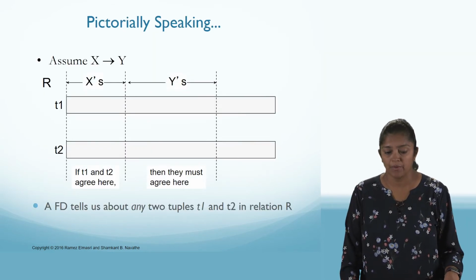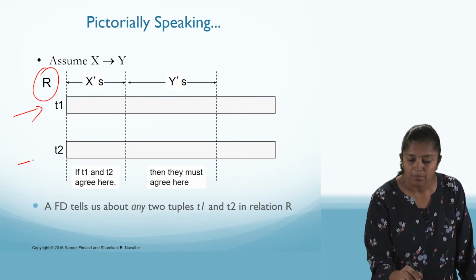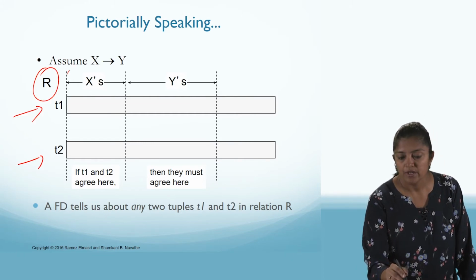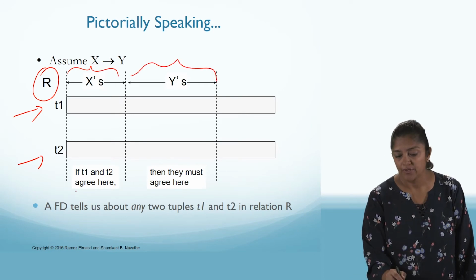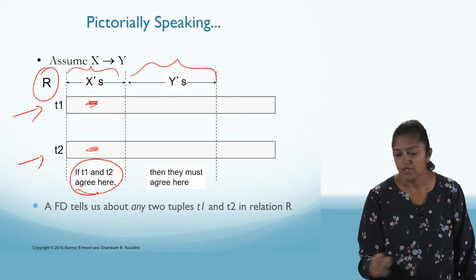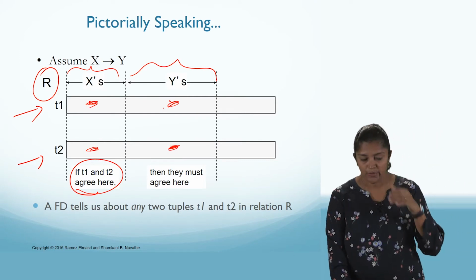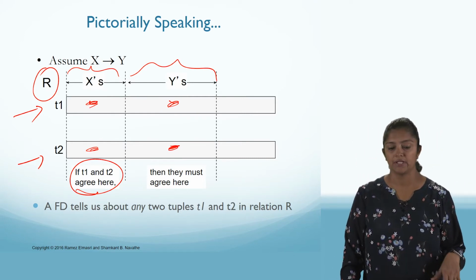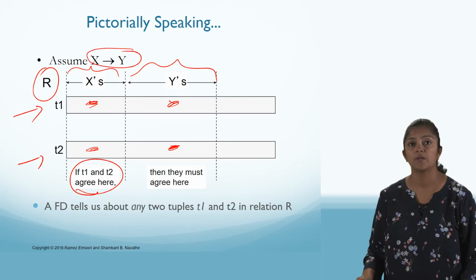Here's a picture that demonstrates the same thing. We have the relation R, two tuples T1 and T2, a set of attributes X and a set of attributes Y. We say that if the tuples T1 and T2 agree on the X values, then they must agree on the Y values as well. That's when the functional dependency is said to hold, and it's said that X determines Y.